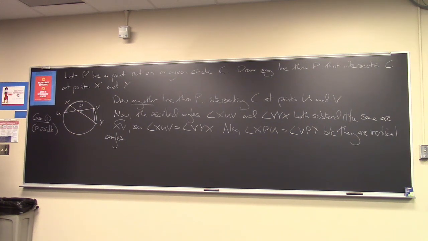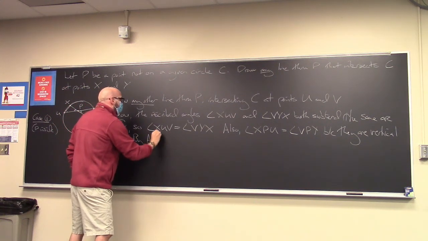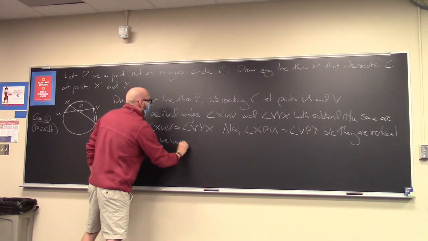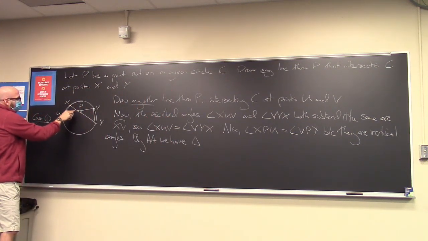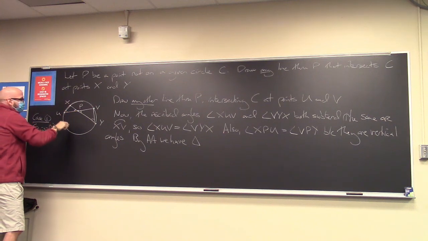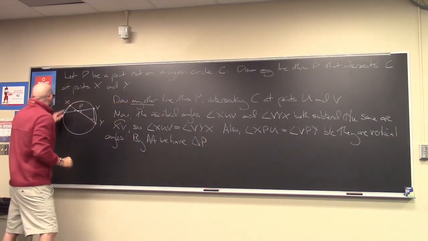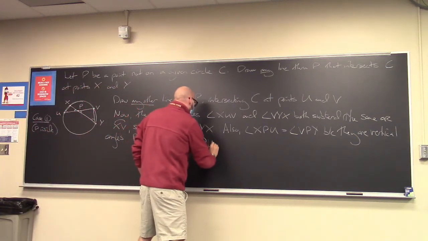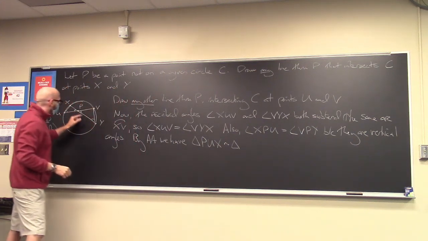So what's true about these two triangles? They're similar. Why? Angle, angle. By angle-angle, we have triangle, let's get the order here. These two angles match up at P, so we'll start with P on both of them. Triangle PUX is similar to triangle PYV.